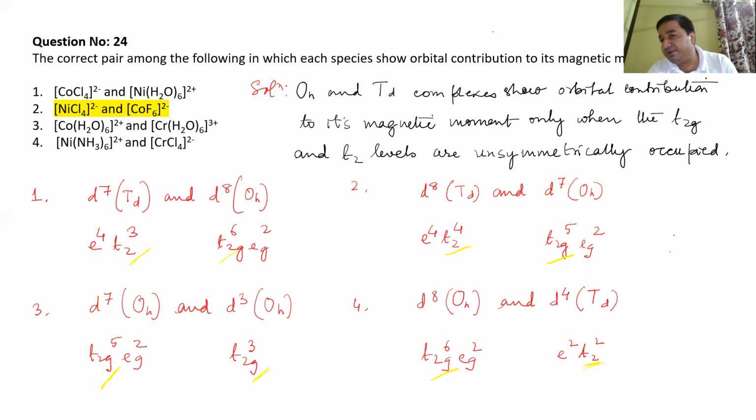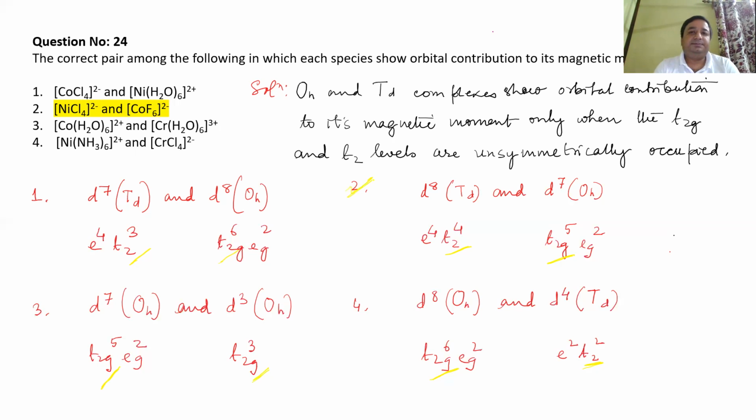It is unsymmetrically filled, as we can say. So one is showing, that is CrCl4 is showing orbital contribution to the magnetic moment, but nickel is not showing. So this also is not our correct option. Hence, we conclude that 2 should be our correct answer.